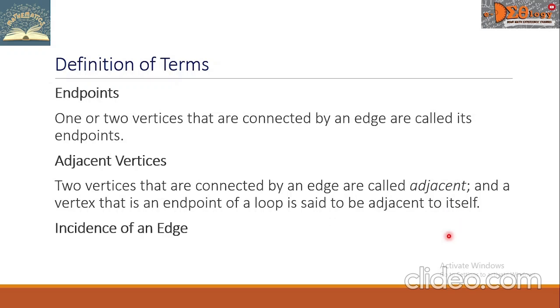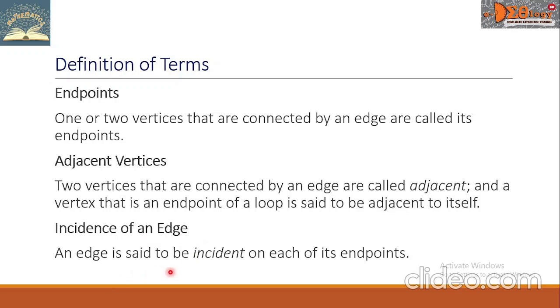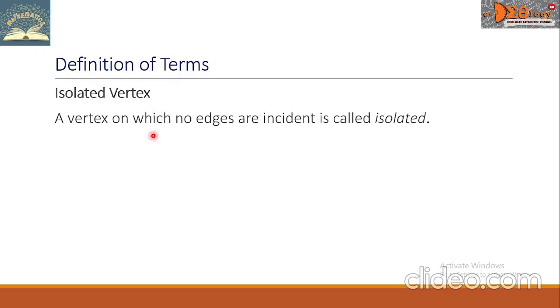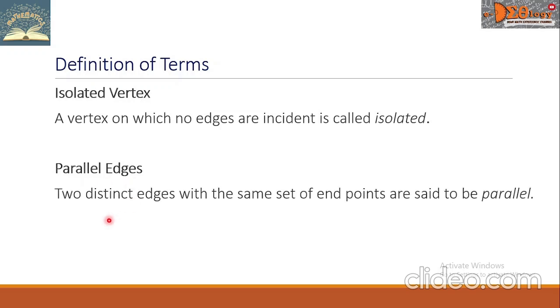Next term, incidence of an edge. An edge is said to be incident on each of its endpoints. Next term, isolated vertex. A vertex on which no edges are incident is called isolated. Next term, parallel edges. Two distinct edges with the same set of endpoints are said to be parallel.